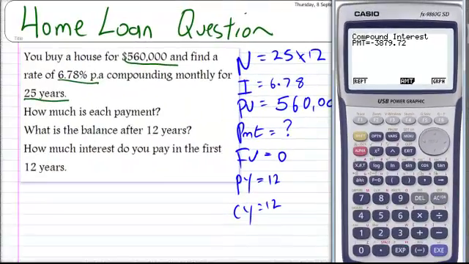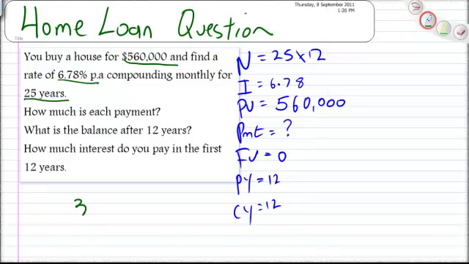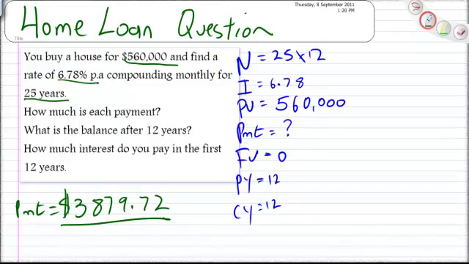So you can write that down there. $3,879.72 is your payment. Now that is per month. Okay, so that's the first part.